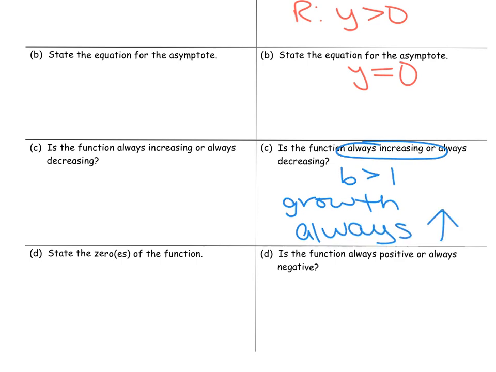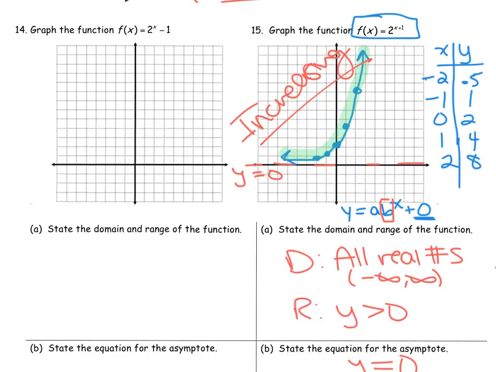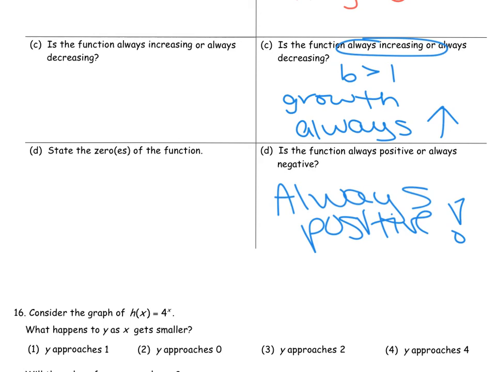Okay, and then lastly, is the function always positive or always negative? Well, let's take a look. The function is always going to be positive because look at all the y values, guys. All these y values are positive. They never cross below the x-axis. Remember, we said that that would be wrong. So all these values are positive. It does not cross below. So this would be wrong, okay? So it's always positive.